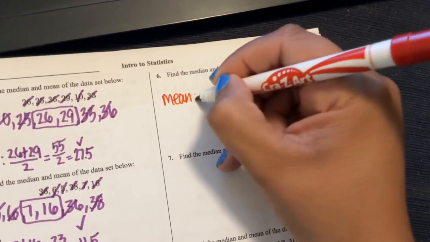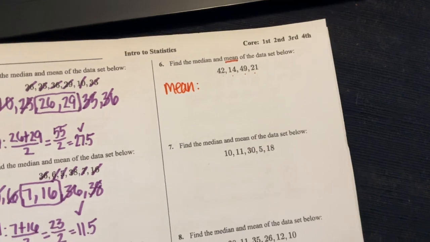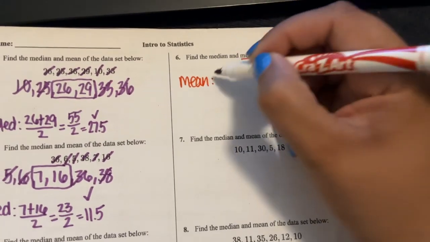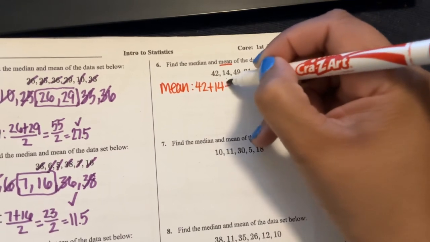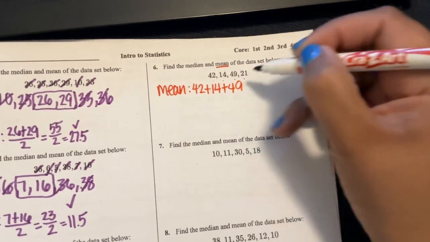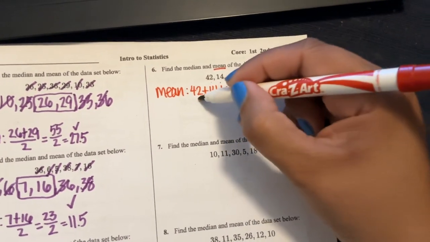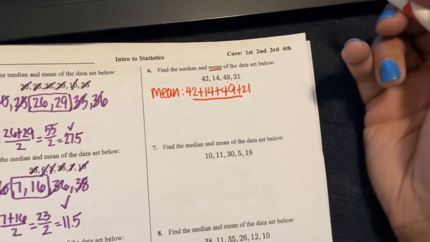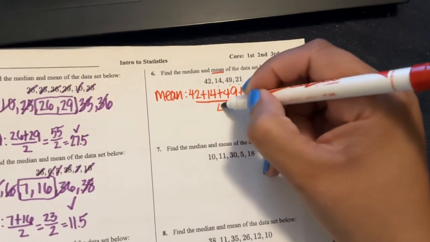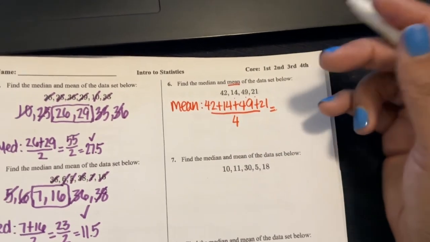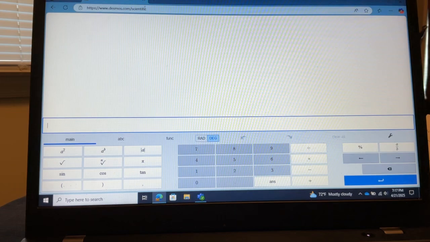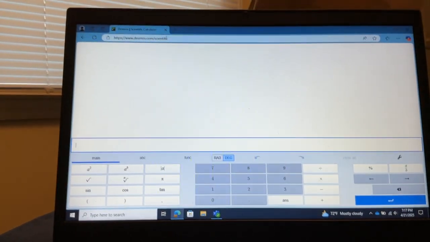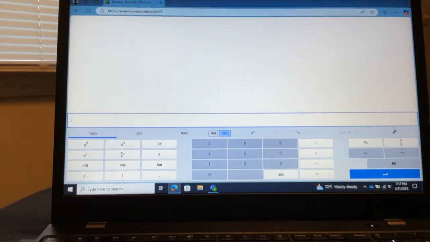Now, I'm going to show you the old-fashioned way. This is what was taught back then. We added everything up. You're going to do 42 plus 14 plus 49 plus 21. And then that number, I said with the 4, because there are 4 numbers, you're dividing by 4. Now, I have Desmos up because this is essential when doing this unit, especially this part. So let's add the numbers up.